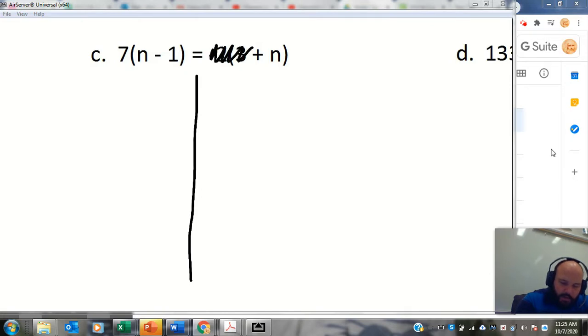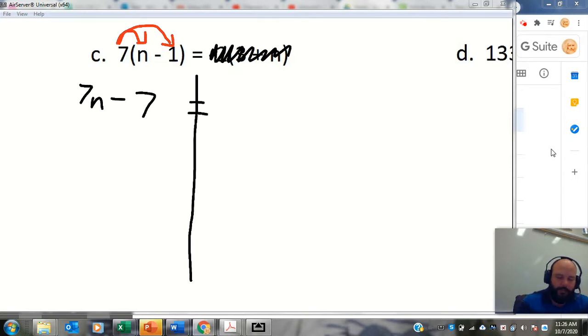So if I just kind of scribble all this out for a second and we look at the left-hand side, you can see that there's a 7 there outside the parentheses. And that 7 needs to be distributed to the n and the negative 1. It's multiplying both of those. So when I multiply 7 times n, I get 7n. And when I multiply 7 times negative 1, I get negative 7, like that. So we have to always make sure that we're simplifying each side of the equation first. So now that I simplified that side, we can kind of get rid of that for a second.